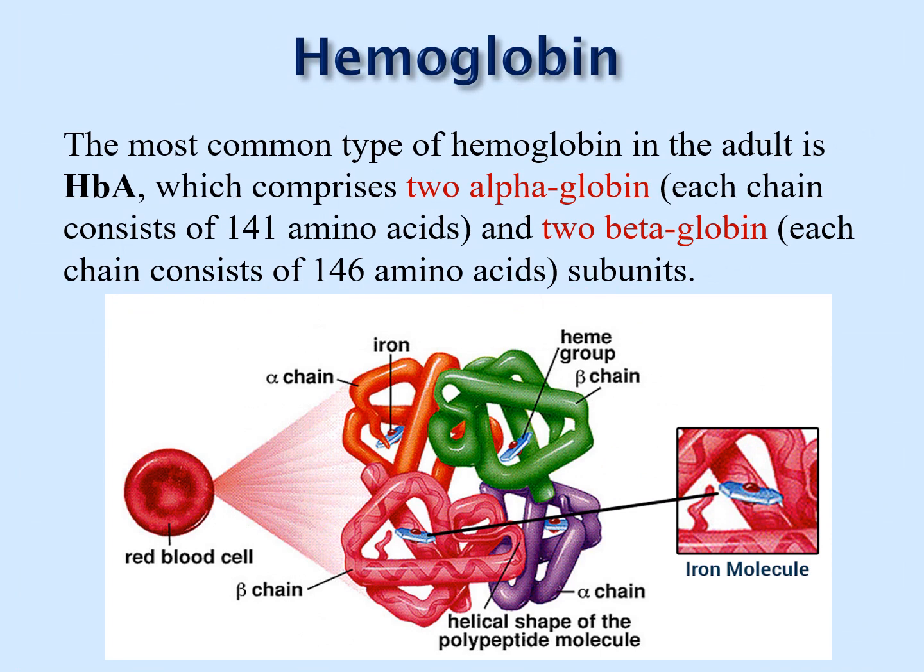And now about hemoglobin. Hemoglobin in our blood is used for transport of oxygen and CO2. The most common type of hemoglobin in adults is hemoglobin A.